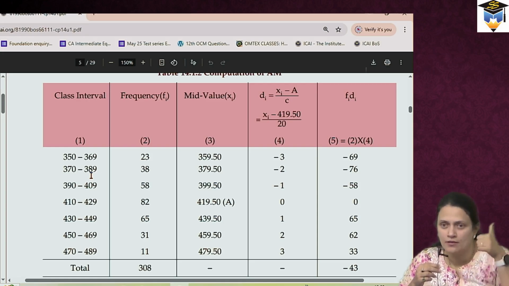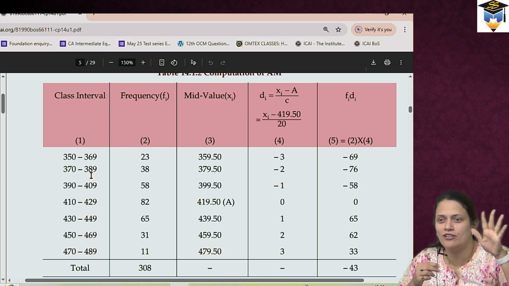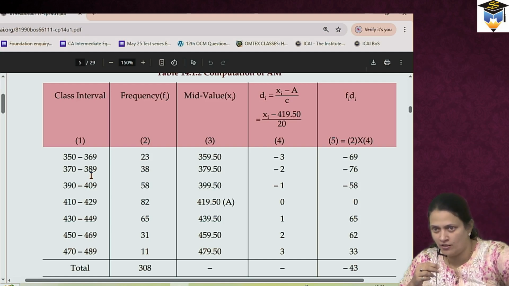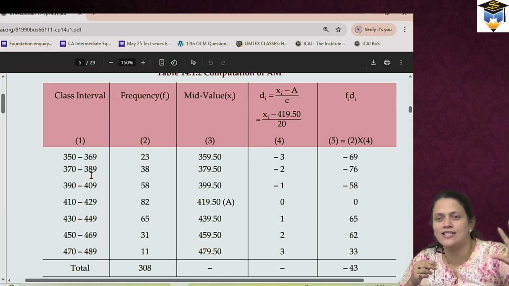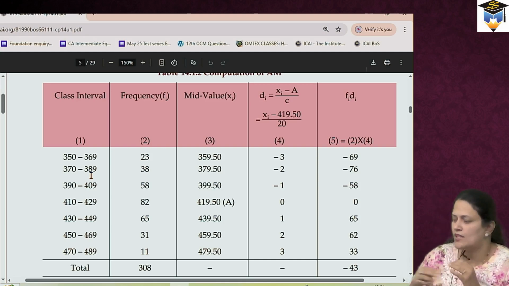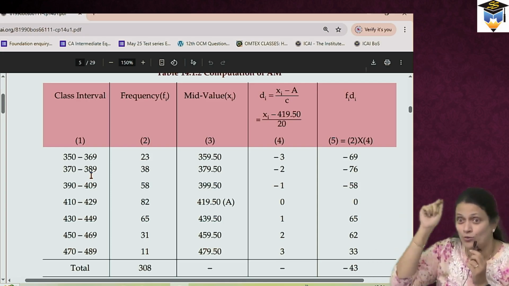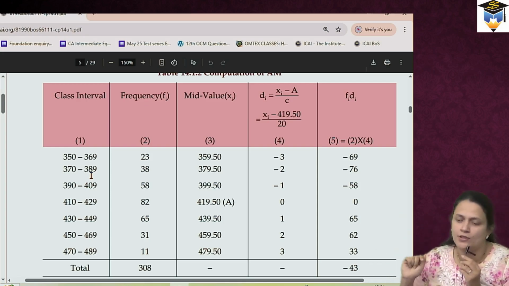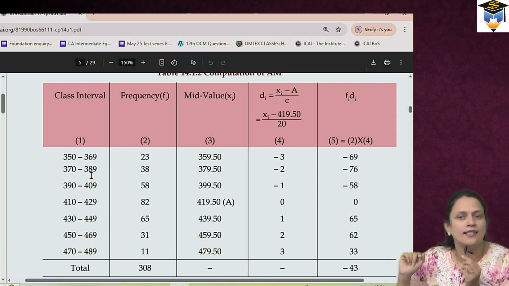Check karo. 350, 351, 352, 353, 354, 55, 56, 57, 58, 59, 60, 61, 62, 63, 64, 65, 66, 67, 68, 69. हो गए 20. You don't have to subtract. You have to consider 350. Okay. So class length is nothing but 20.